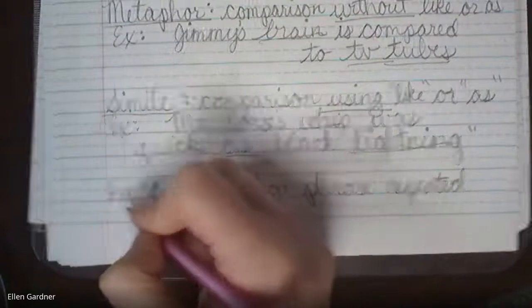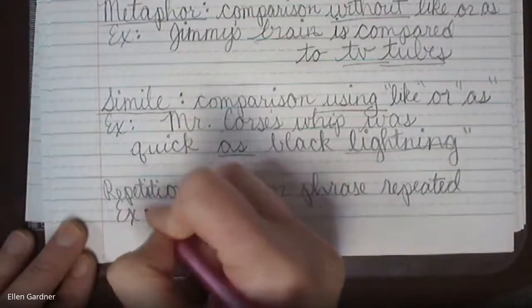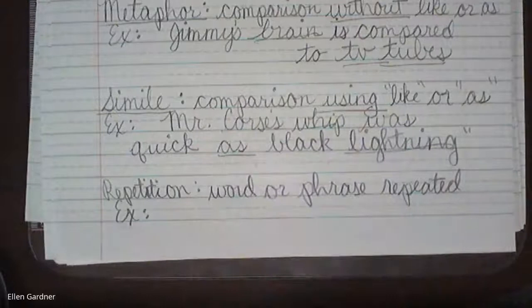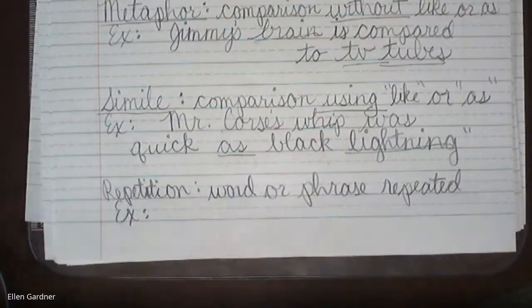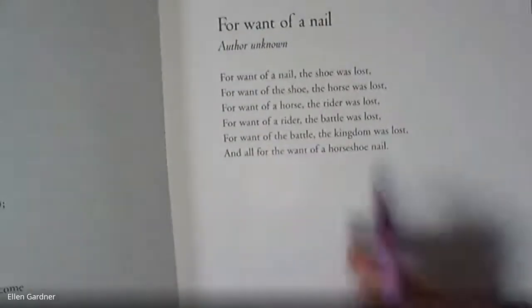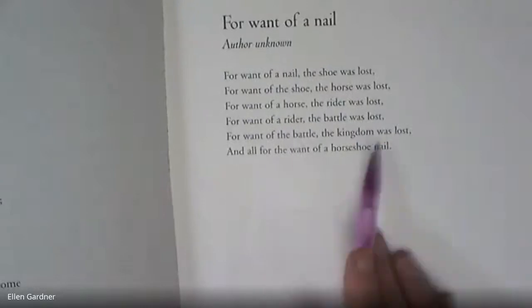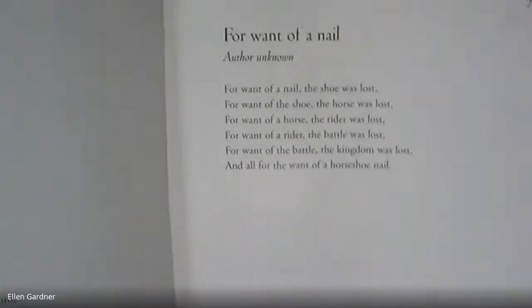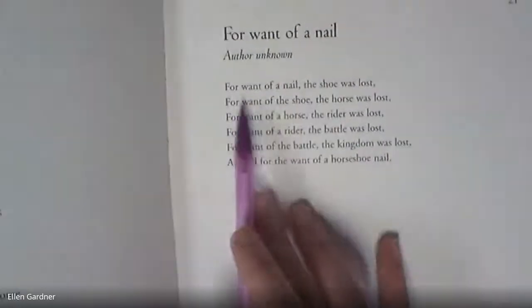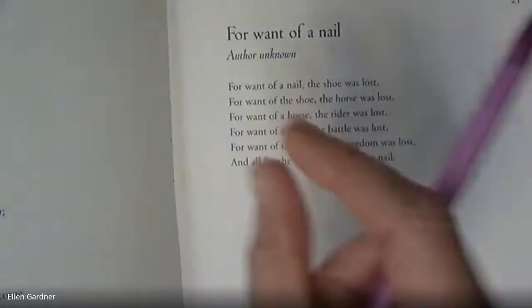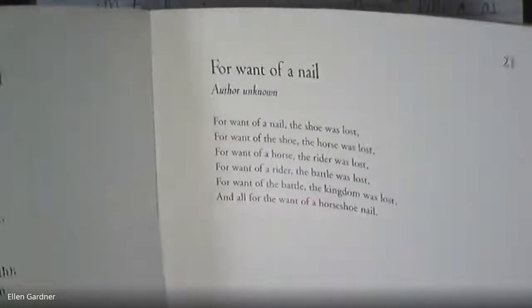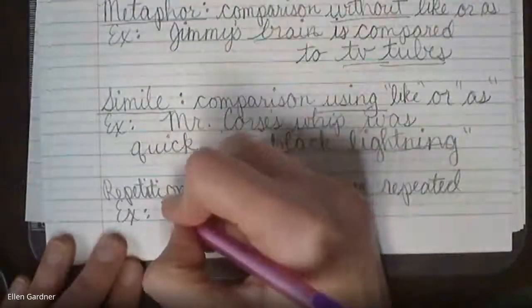For example, we had that poem For Want of a Nail. Do you remember that one? For want of a nail, the shoe was lost. For want of a shoe, the horse was lost. For want of a horse, the rider was lost. For want of a rider, here it is, the battle was lost. For want of a battle, the kingdom was lost. And all for the want of a horseshoe nail. There's all of the for want of something, and then another thing was lost, showing how even the tiniest thing can have big consequences. So let's write that.